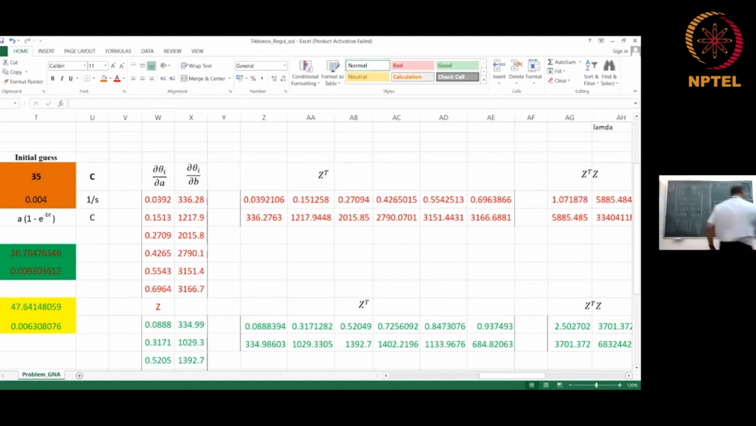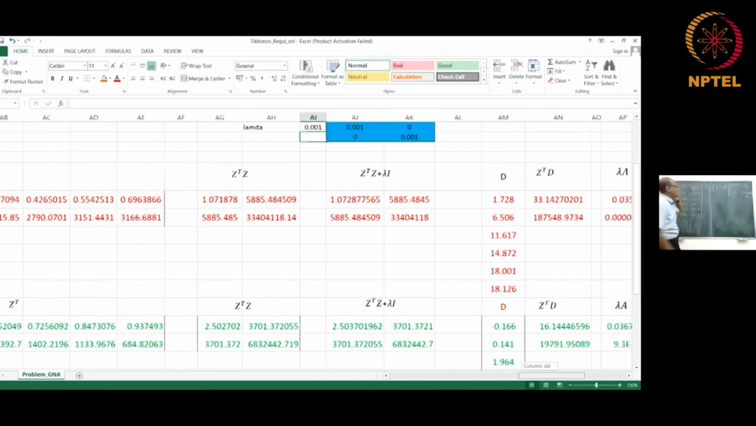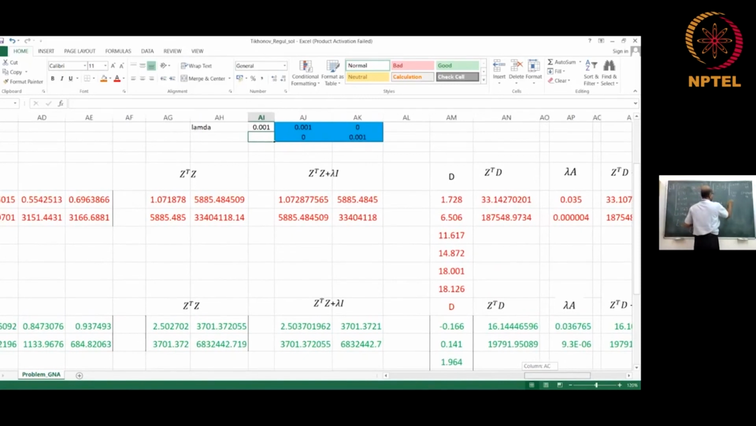So Z transpose T Z and lambda. Z transpose T Z is what? 1.07, 18, and 5885.48. This is symmetric. Yes, sir, symmetric, and 3340, 4118. So far so good. This is the same as the GNA; now add to this Z transpose T Z plus lambda I.